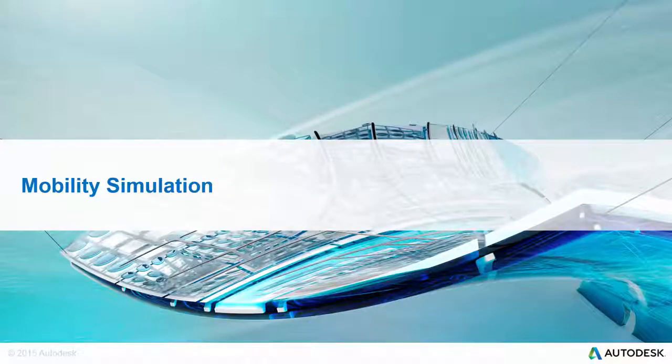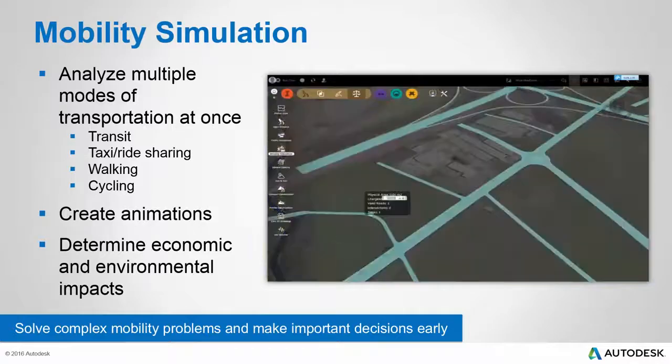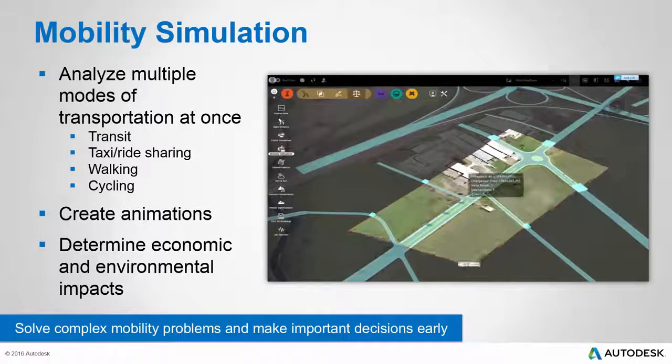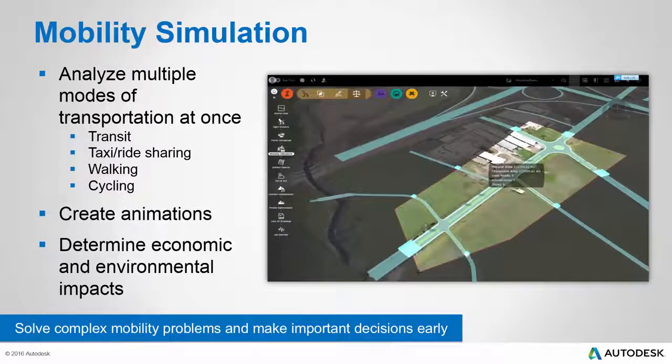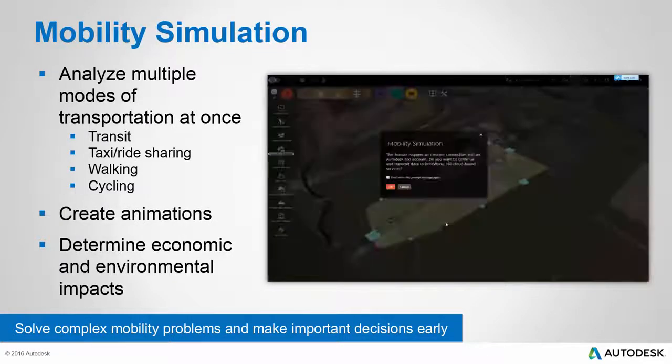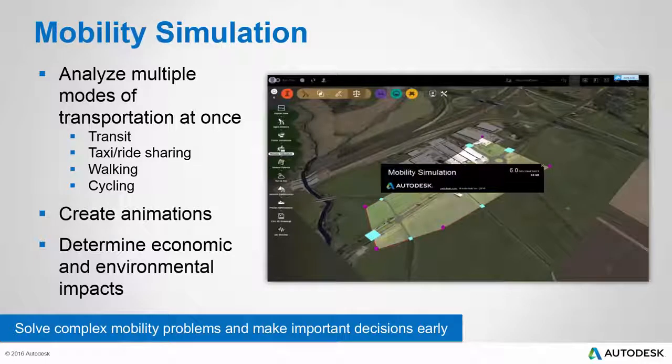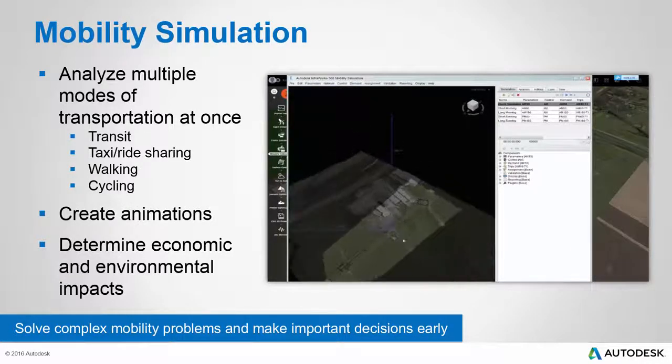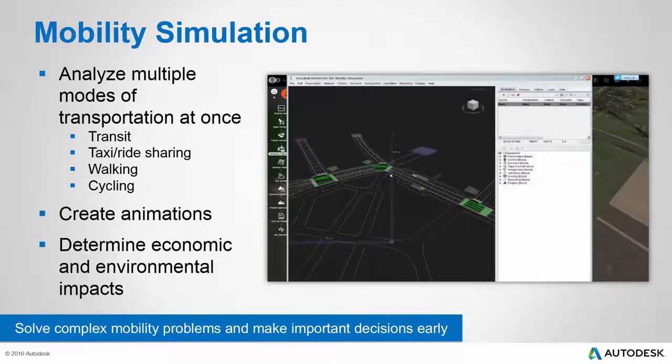Now let's talk about mobility simulation, the addition of an entire feature set in InfraWorks 360. With the mobility simulation tools, you are able to analyze multiple modes of transportation at once. This includes taxi, transit, ride-sharing, walking, and cycling. With this analysis, you can create animations which allow you to communicate your results with others.